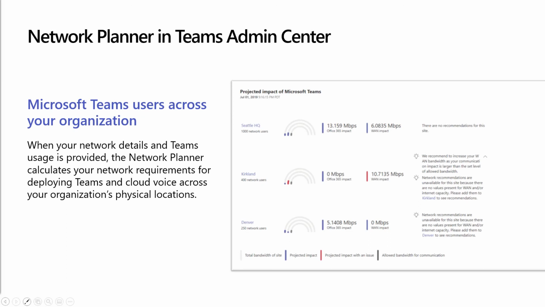To help answer those questions, there's a network planner in Teams Admin Center. If you're not familiar with this, I recommend you take a look at it. It gives you estimates of how much bandwidth is going to be needed at any given location, and helps guide you on making sure you have enough bandwidth for Teams Rooms and Teams in general.